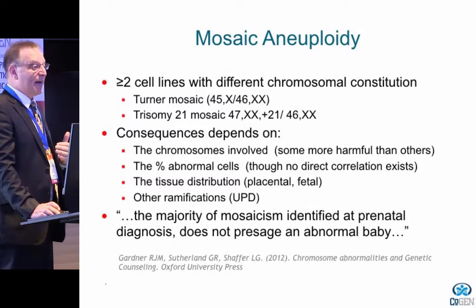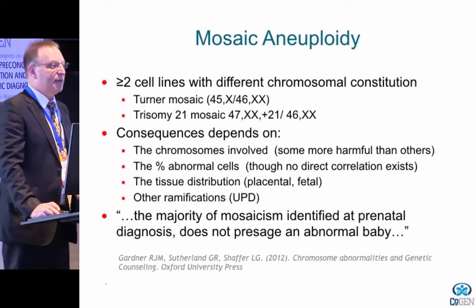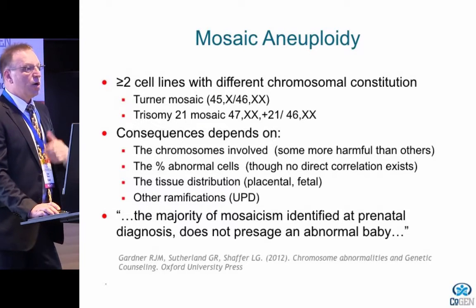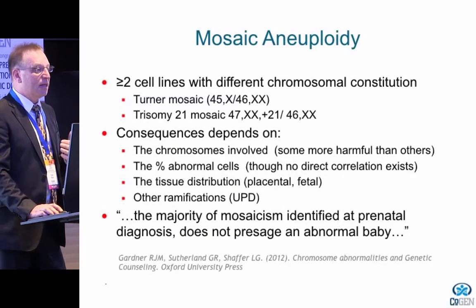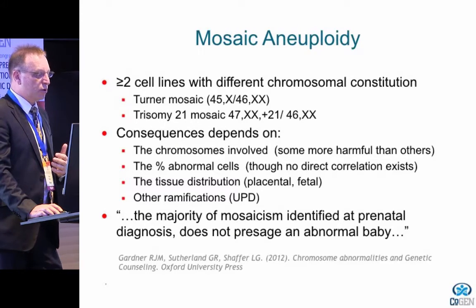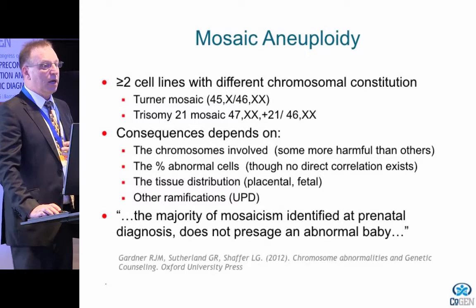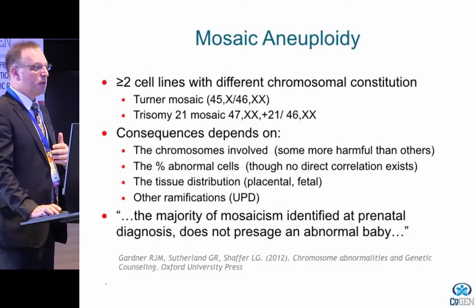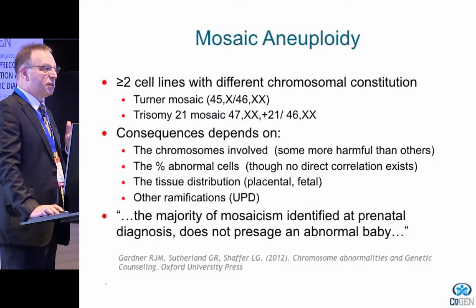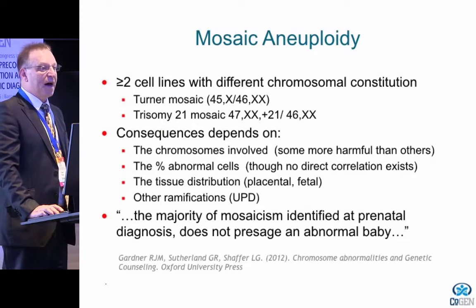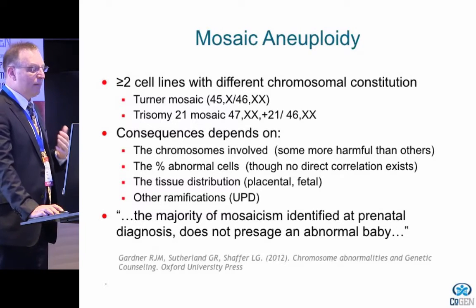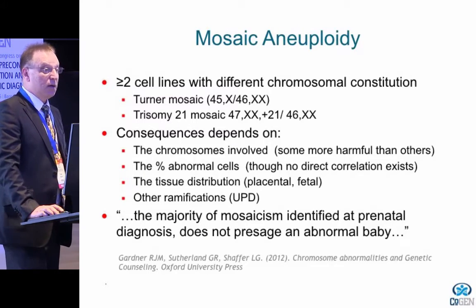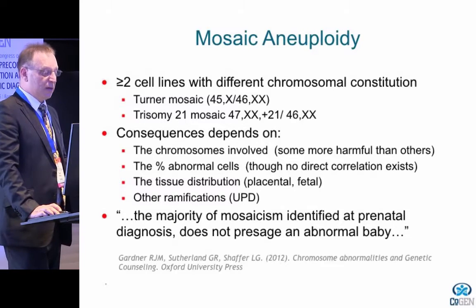We can also detect mosaic aneuploidy. A mosaic aneuploidy is a situation where within the body there are at least two cell lines that have different chromosomal structures. For instance, Turner mosaic will have 46 chromosomes in some cells, but only 45, with a missing X chromosome, in others. Or trisomy 21 mosaic will have 47 chromosomes with an extra chromosome 21, but only in some of the cells.